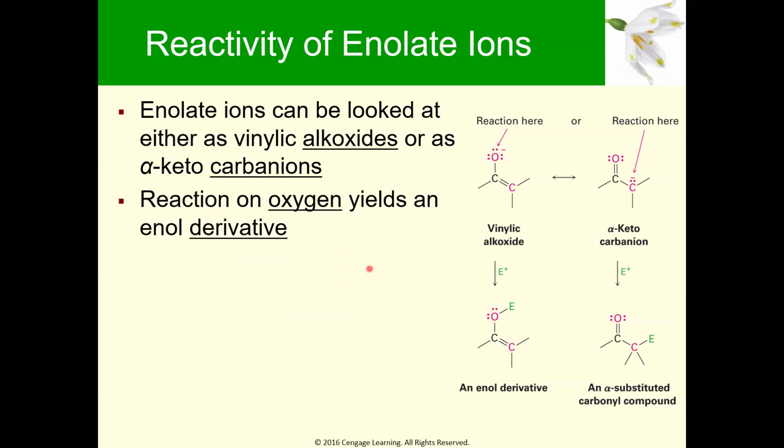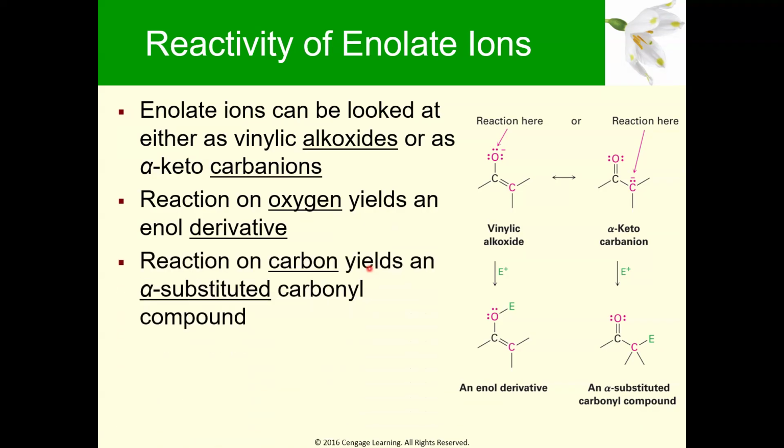The lesser known reaction, the reaction that doesn't happen as much, is on the oxygen. The reaction on the oxygen yields an enol derivative, but more importantly, what we will focus on for several lessons is the reaction on the carbon, the carbanion, and it yields an alpha substituted carbonyl compound. We've already seen an example of that with the halogen substitution. The reaction on carbon yields an alpha substituted carbonyl compound.